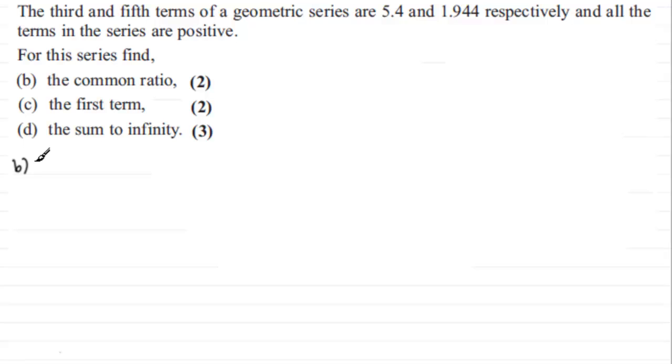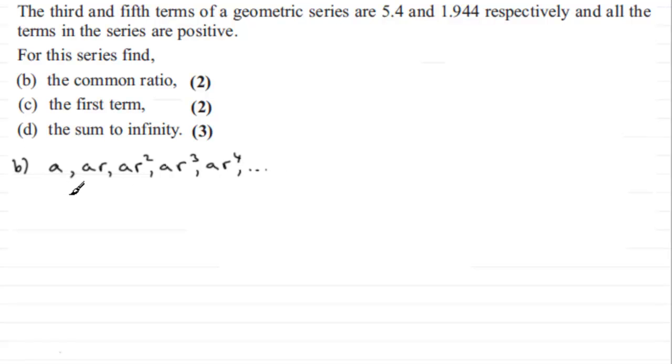Now for part B, remember the terms in a geometric series are like this. The first term is a. The next term we multiply by what is called the common ratio, r, so we'd get ar. Next term would be ar times another r, ar squared, and it would go on like this, ar cubed and ar to the power 4 and so on.